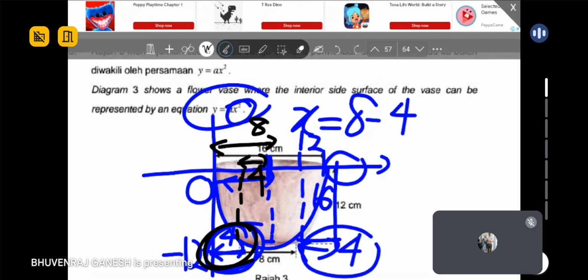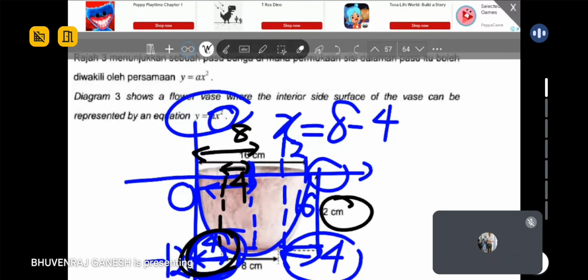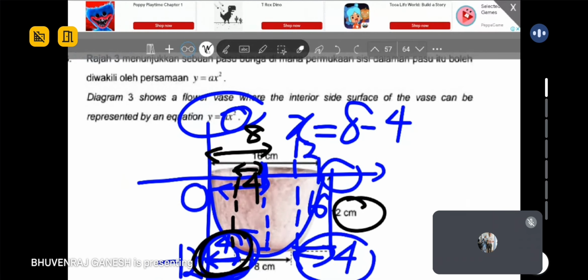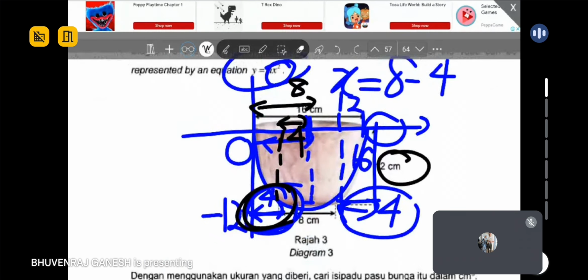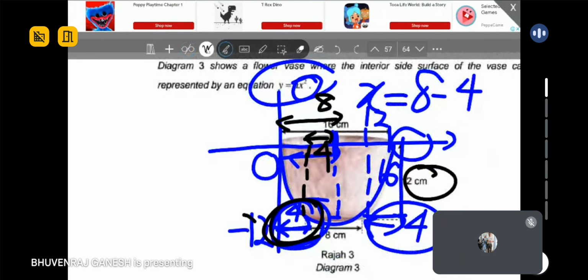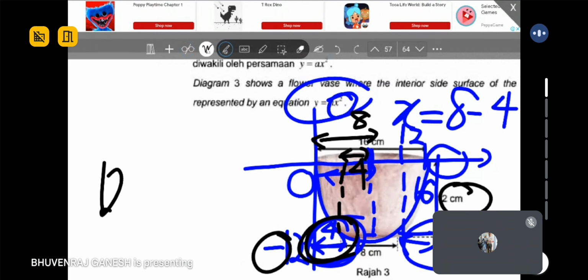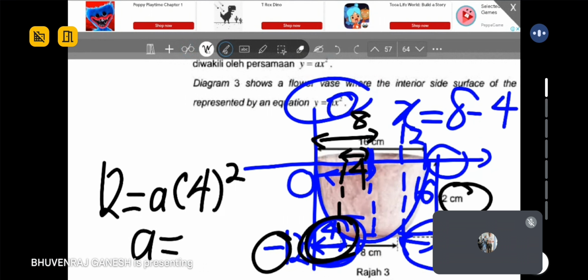Faham tak? So remember, guys, the X value and Y value that you substitute is actually the length. Panjang. Okay, can you see? cm. So you need to actually look carefully on the empty space. Kena lihat ruang kosong. Okay, can? So you will get x equal to 4, y equal to 12. Okay, negative sign kamu tak payah letak because we are talking about length, panjang. So panjang tak boleh negative. Okay, so you just substitute 12 equal to a4 square. So when you solve, you will get a equal to 1 over 4.